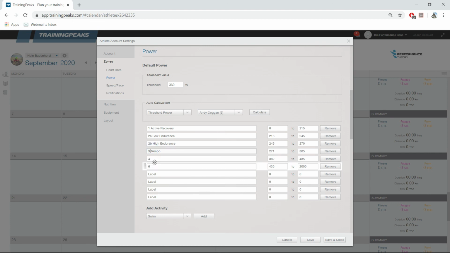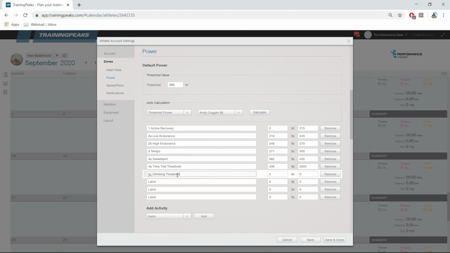So what I would do is set 4 different zones for threshold. Let's say A, B, C. Let's call the first one sweet spot. This one true threshold or time trial threshold. And this one you could call high threshold or your climbing threshold. So let's maybe call it climbing threshold. Because these would be it.